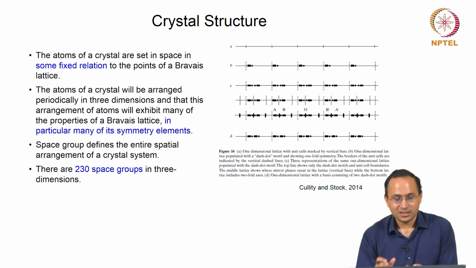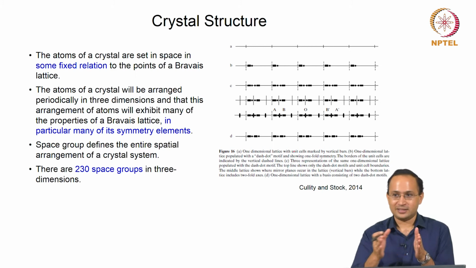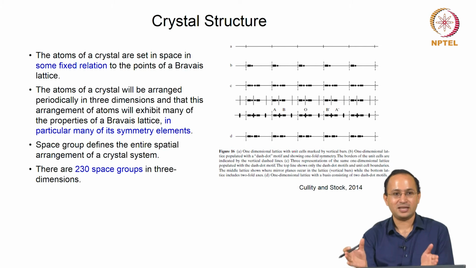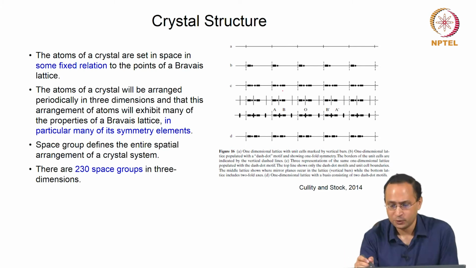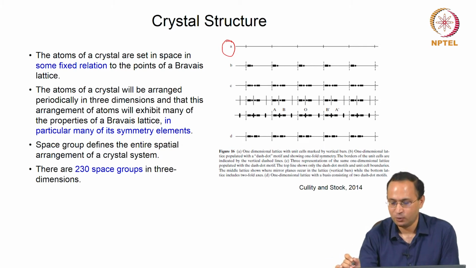And the space group defines the entire spatial arrangement of a crystal system. Now you have a unit cell, it is getting repeated. So the space group defines the entire spatial arrangement of a crystal system. What you see here in A is a 1-dimensional lattice in this direction with unit cells marked by vertical bars. So you have one unit cell, it is a straight 1-dimensional lattice, one example, right.